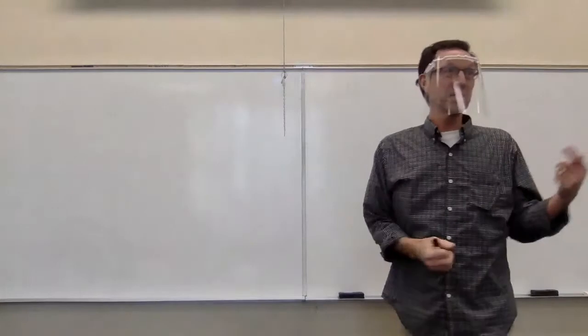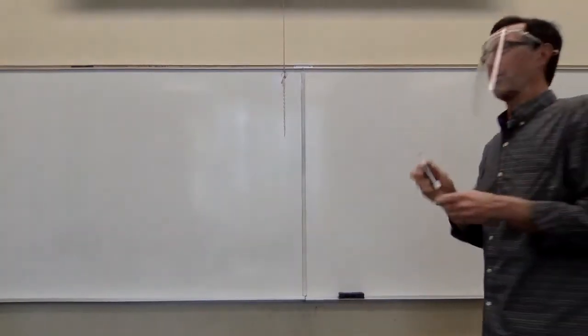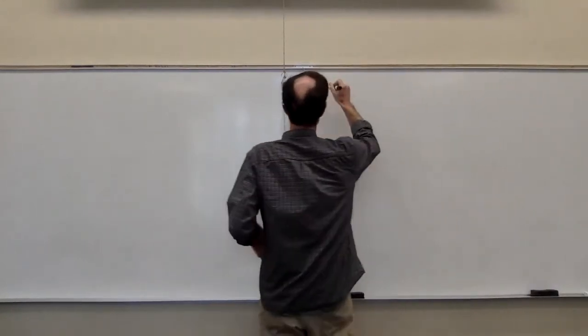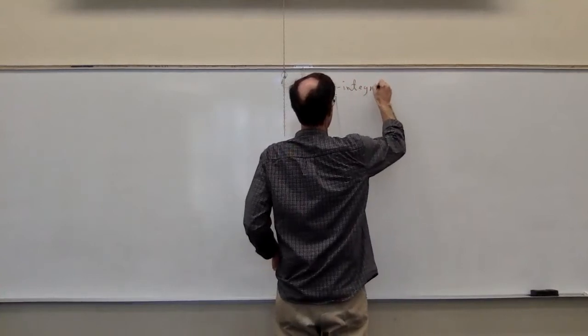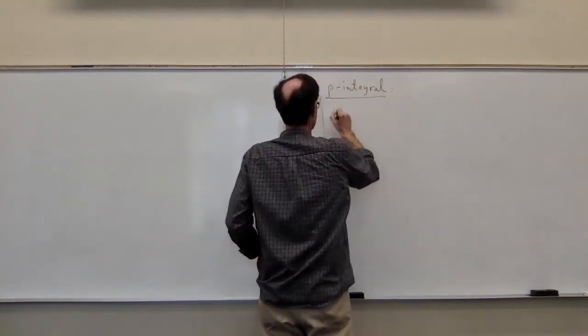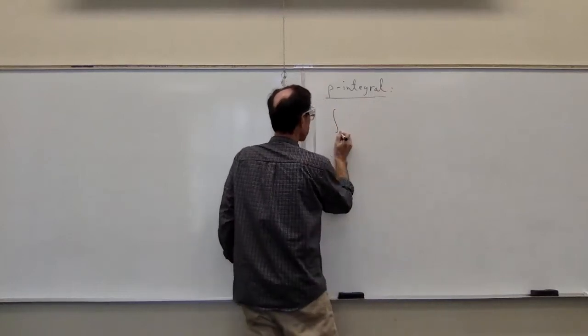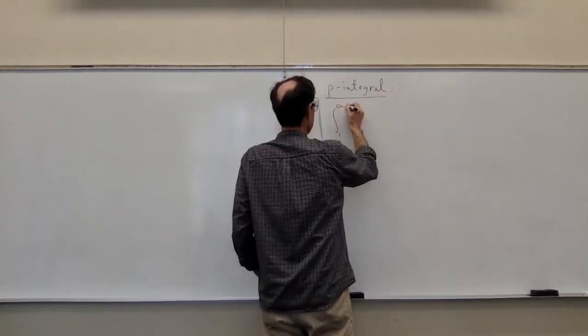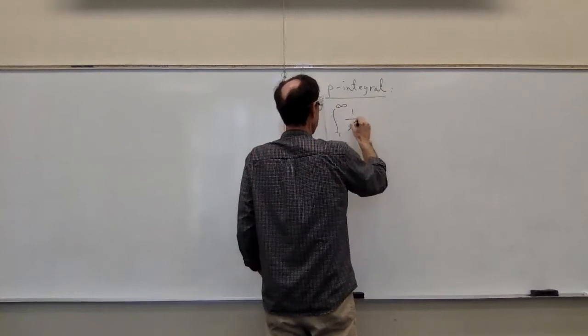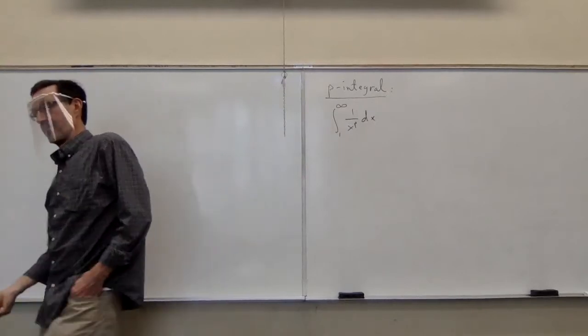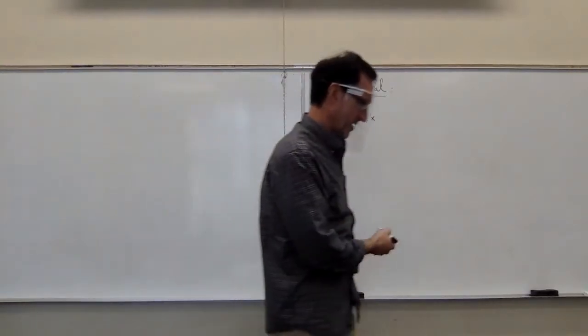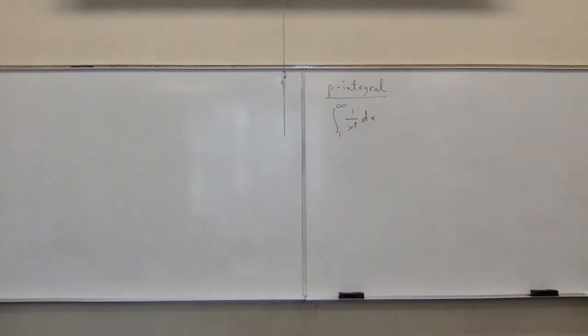All right, so I want to talk mostly about this other kind of improper integral today. But first, I want to look at a whole class of functions. We're going to call this a P integral. The integral, I'm going to start at 1. The 1 actually doesn't matter. We'll talk a little bit about that. 1 over x to the p. The p is a number, because the x is in the denominator.